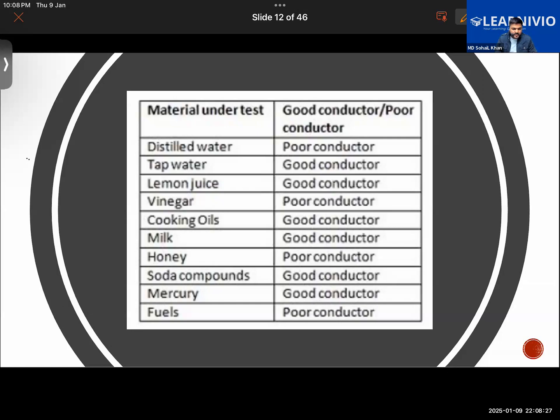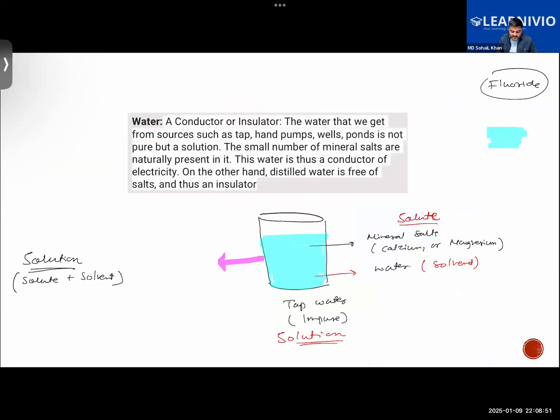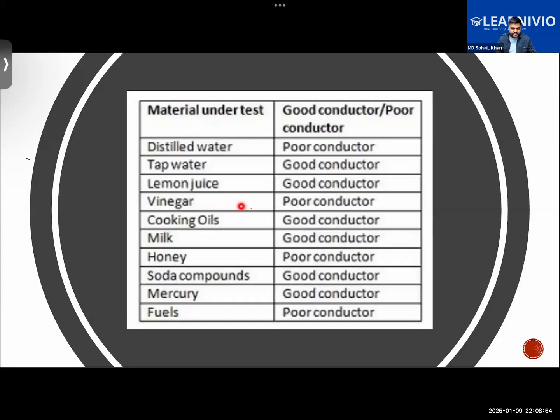Then vinegar is a poor conductor, right? So also keep in mind that although vinegar is impure, it has water as well as acid in it, but it is not necessary that just by being impure, it will behave as an electrolyte. That's why I have written here that certain liquids with impurities, not all of them. Because vegetable oils also have impurities in them, the cooking oils, getting it. Particularly the fuel oils like petrol, diesel and kerosene, they also have impurities in them, but that doesn't make them good conductors. So only certain liquids with impurities will conduct electricity through them.